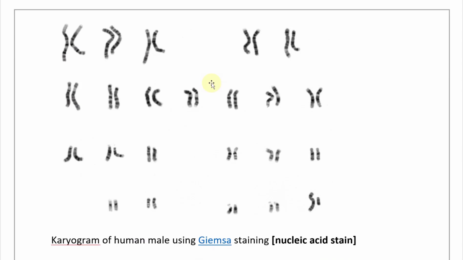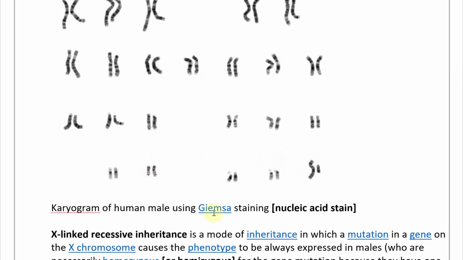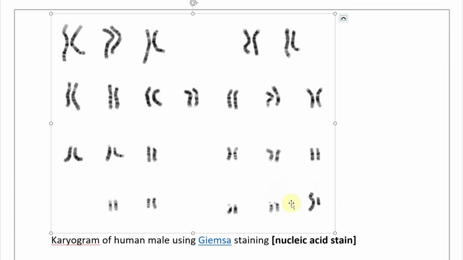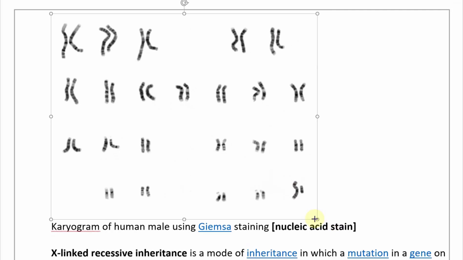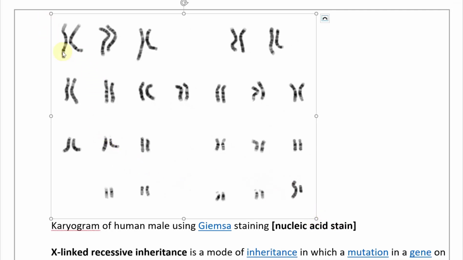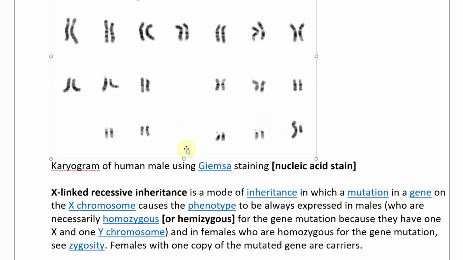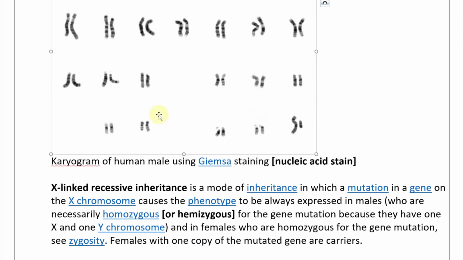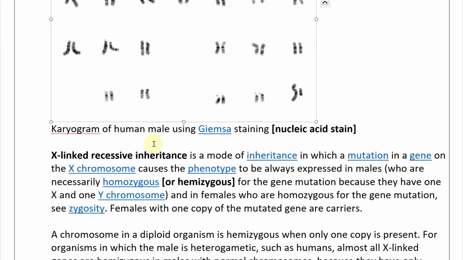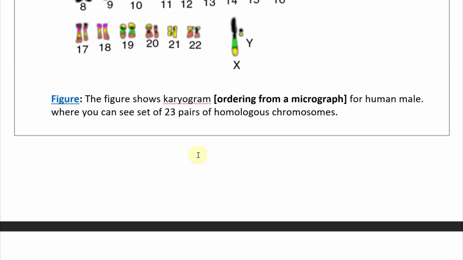And continue further. Here's another karyogram of a human male using Giemsa staining, which is a nucleic acid stain, and just leave it at that. So there's another karyogram here, and notice the different shapes and so on. It goes from the biggest all the way to the small, and there's the XY chromosomes right there, or XY pair. Continue further. So X-linked recessive inheritance, and just go over here.